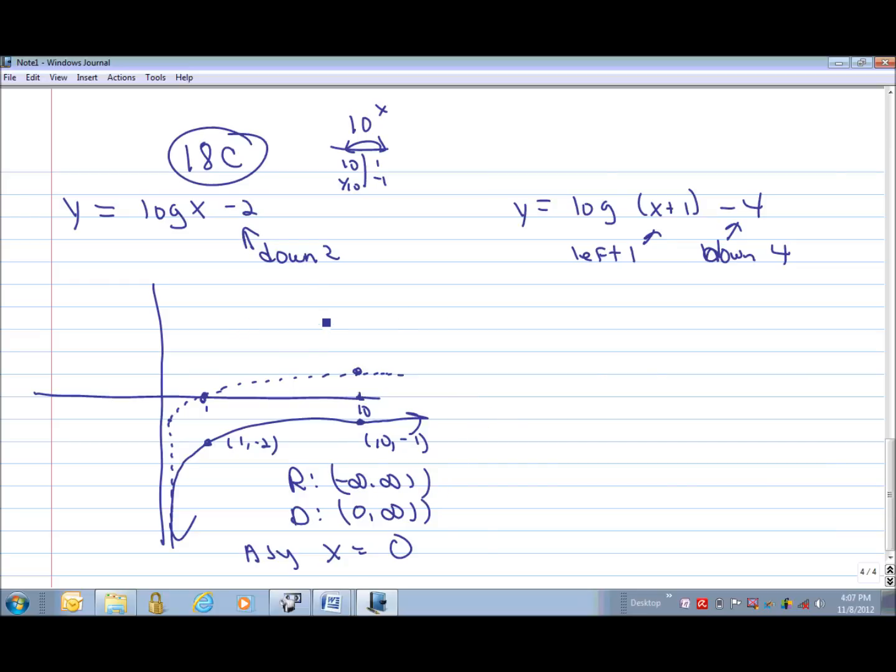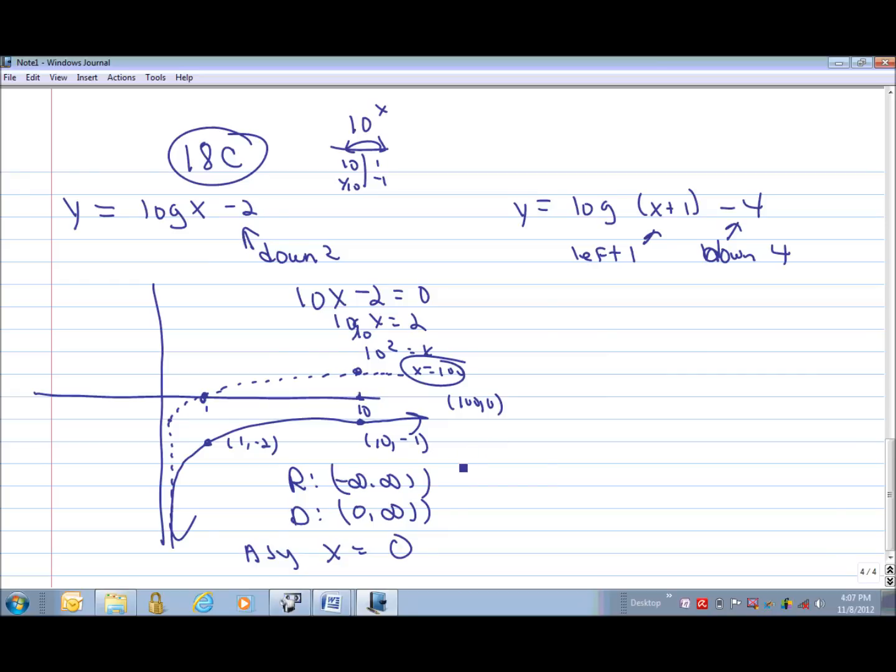You could go over here and you could say log x minus 2 equals 0. So log base 10 of x equals 2. And you could say 10 to the second power equals x, and therefore x equals 100. And 100 then would be your x-intercept, and your x-intercept then would be at 100, 0.